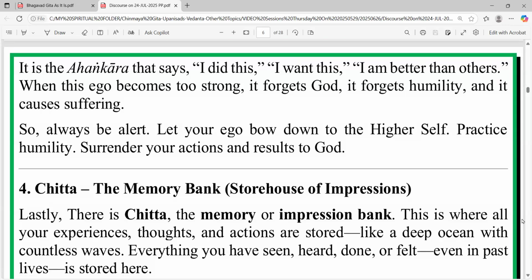It is the ahankar that says, I did this, I want this, I am better than others. When this ego becomes too strong, it forgets God, it forgets humility, and it causes suffering. Therefore, always be alert. Let your ego bow down to the higher self. Practice humility. Surrender your actions and results to God.